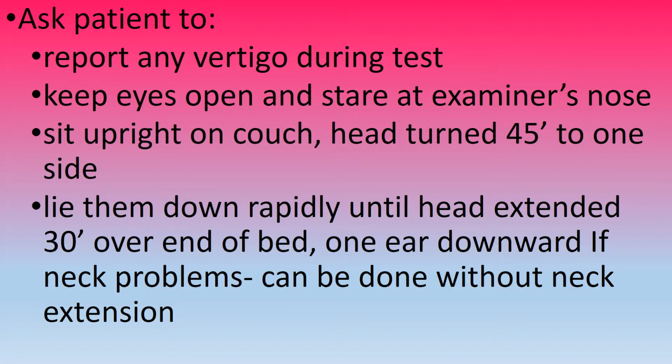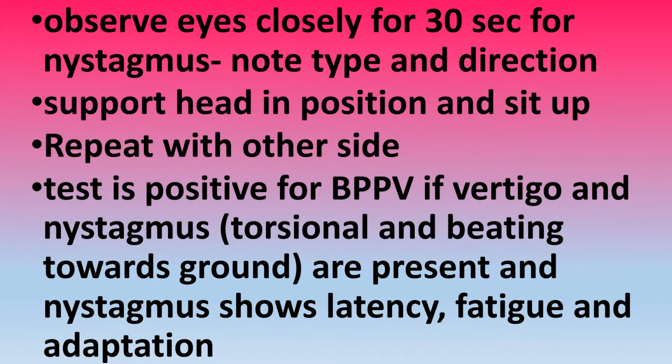Sit the patient upright on the couch with the head turned 45 degrees to one side. Lie them down rapidly until the head is extended 30 degrees over the end of the bed, one ear downward. If there are neck problems, it can be done without neck extension. Observe the eyes closely for 30 seconds for nystagmus. Note the type and direction. Support the head in position and sit up. Repeat with the other side. The test is positive for BPPV if vertigo and nystagmus, torsional and beating towards the ground, are present and the nystagmus shows latency, fatigue and adaptation.